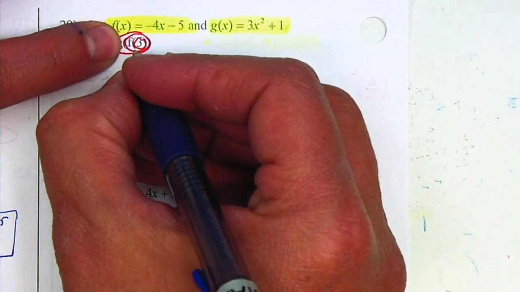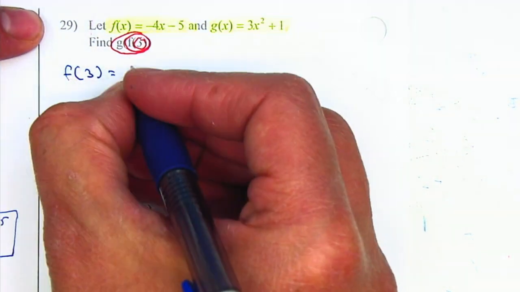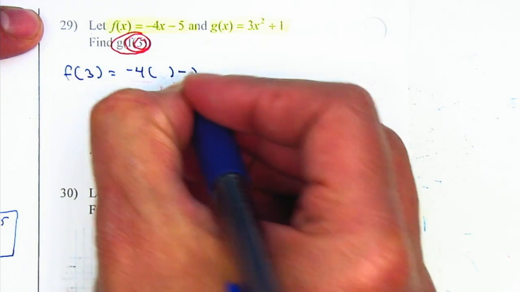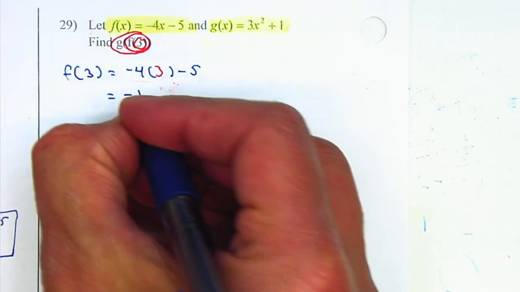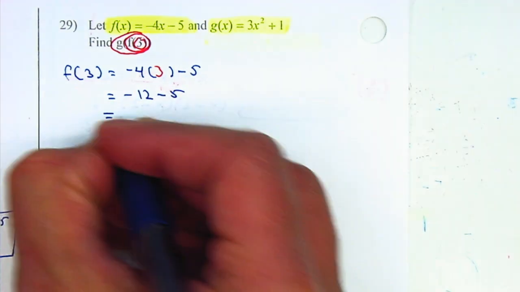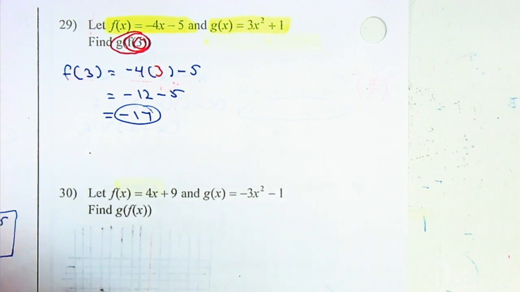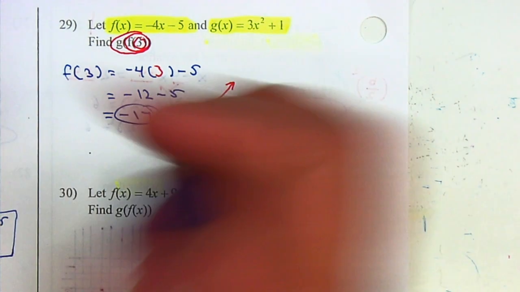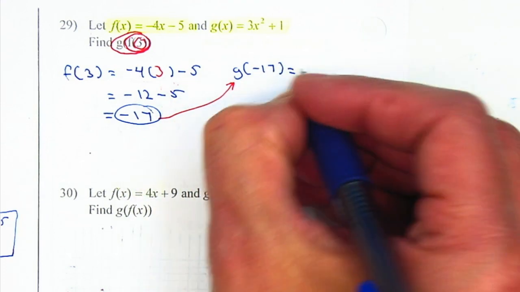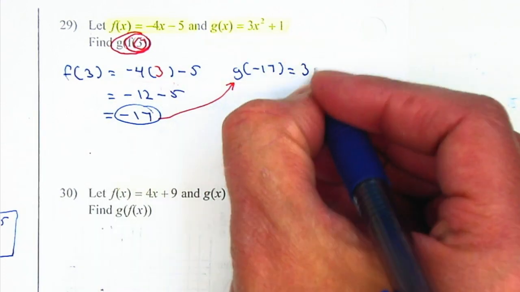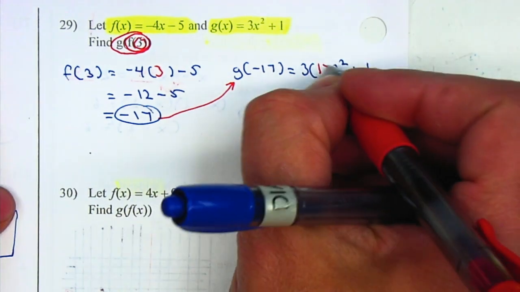First, we need to find f of 3. That means we need to plug in a 3 inside the f. That'll give me negative 12 minus 5. That's negative 17. Now we are going to find g of our answer. So g of negative 17. We're going to write down the g: 3x squared plus 1. And negative 17 goes inside.